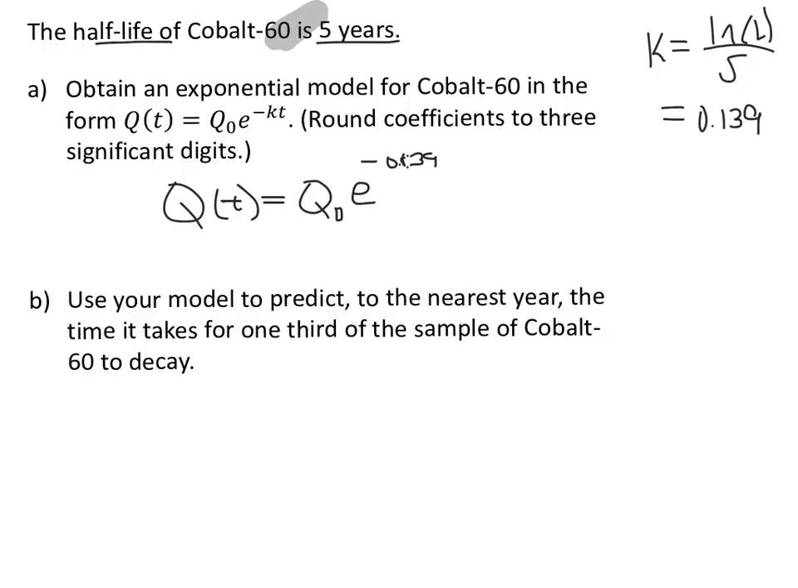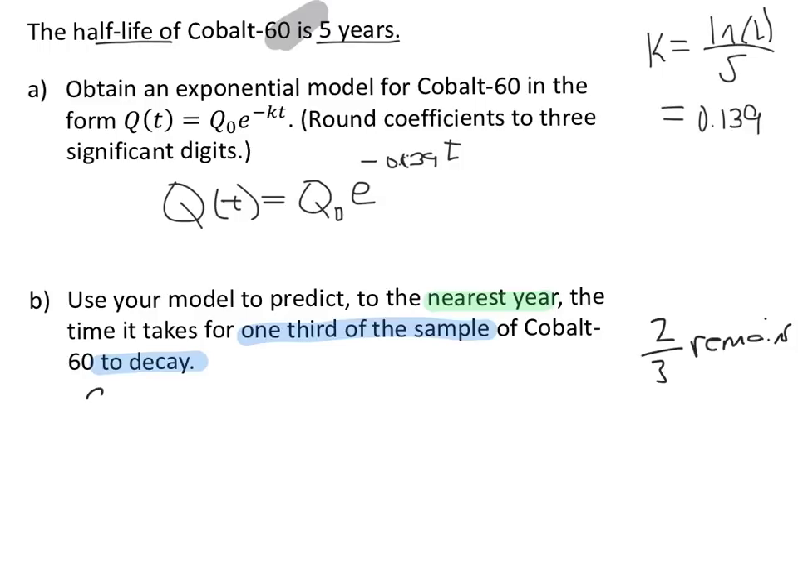Let's make that 1 show up. And don't forget the variable t. That's where most people get it wrong. Okay, now we're going to use our model to predict to the nearest year. So we round to the nearest year. The time it takes for 1/3 of the sample to decay. Remember, if 1/3 decays, 2/3 remains.